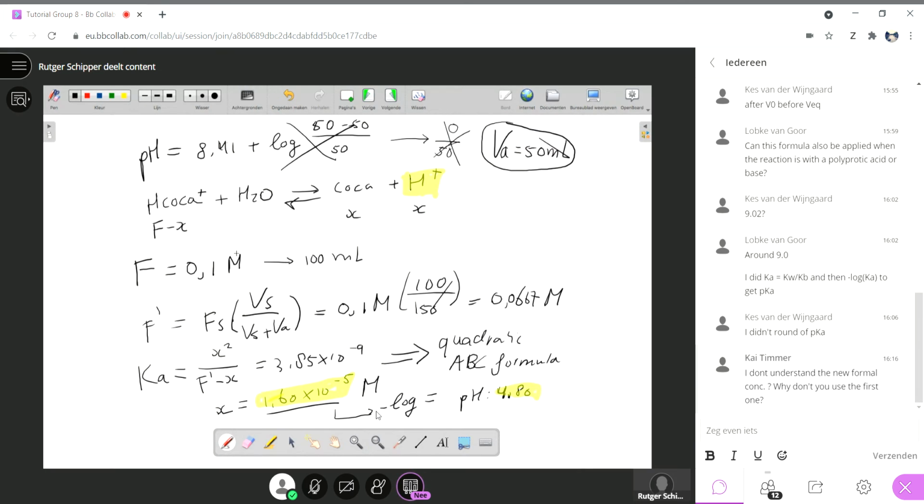You can compare it to lemonade syrup. When you add some water to it, it gets diluted, so the concentration of the sugar molecules decreases. And this is the exact same principle. We add 50 milliliters to 100 milliliters, and that's why our formal concentration of cocaine decreases.